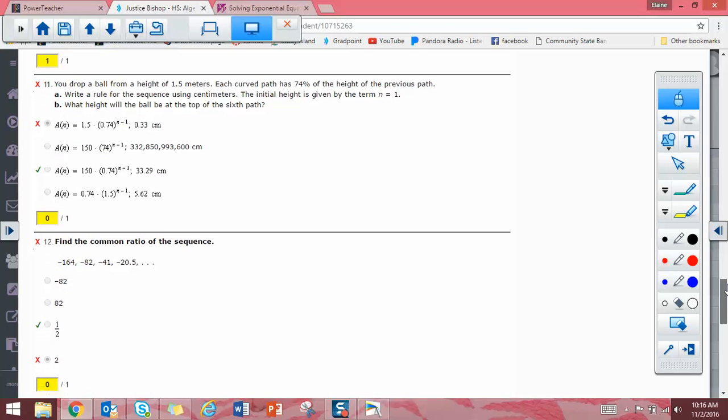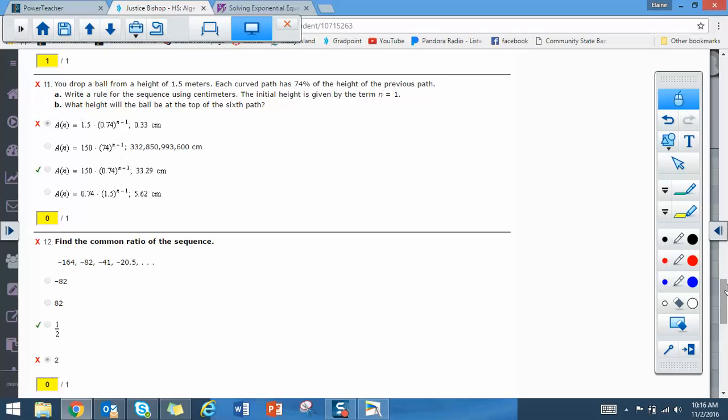Okay, so 11, drop a ball from a height of 1.5 meters. Curved path has 74% of the height of the previous path. Write a rule for the sequence. The initial height is given by the term n equals 1. And what height will a ball be at the top of the sixth path?